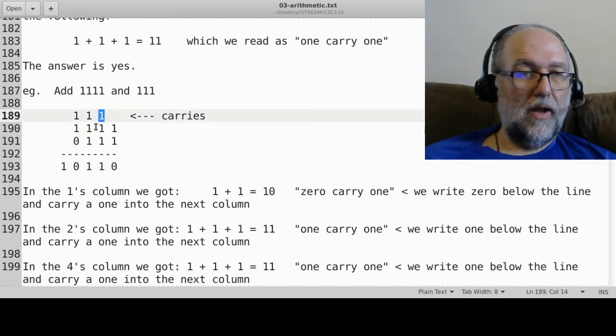And the other one is 1 plus 1 plus 1. So again, 1 plus 1 plus 1 is 1 carry 1.